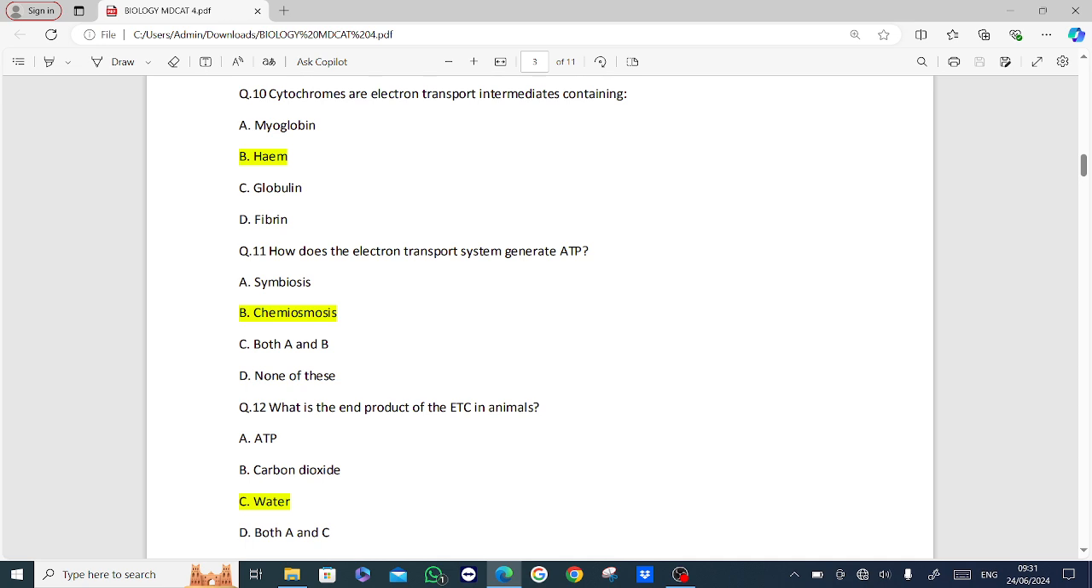Options are ATP, carbon dioxide, water, both A and C. Answer is option C, water.